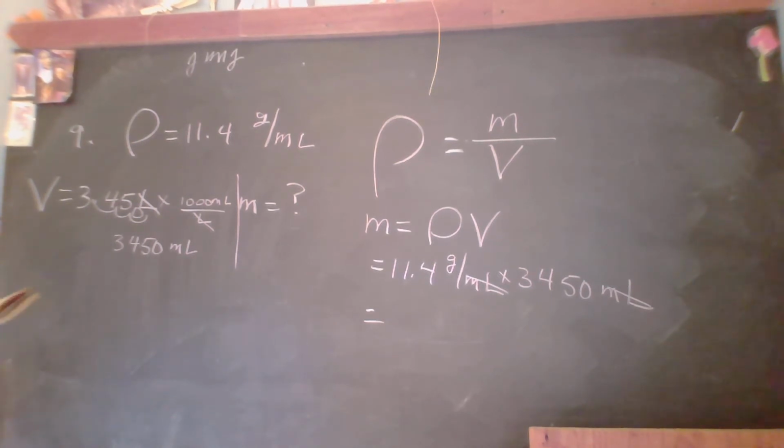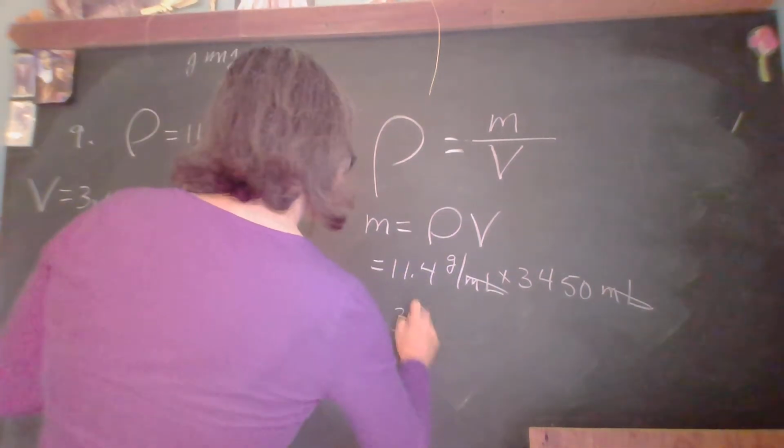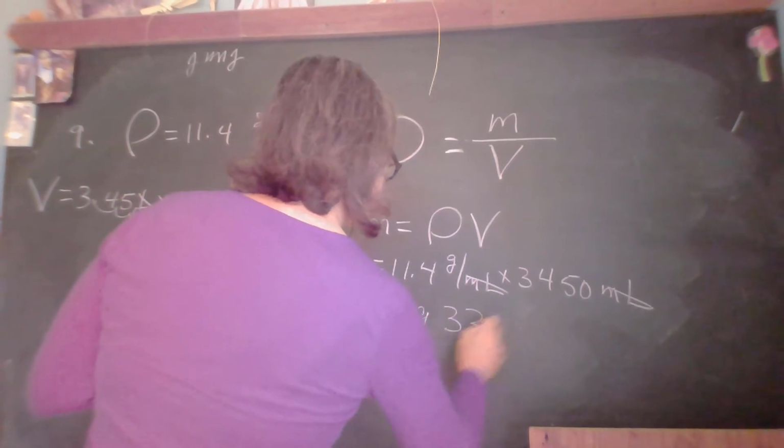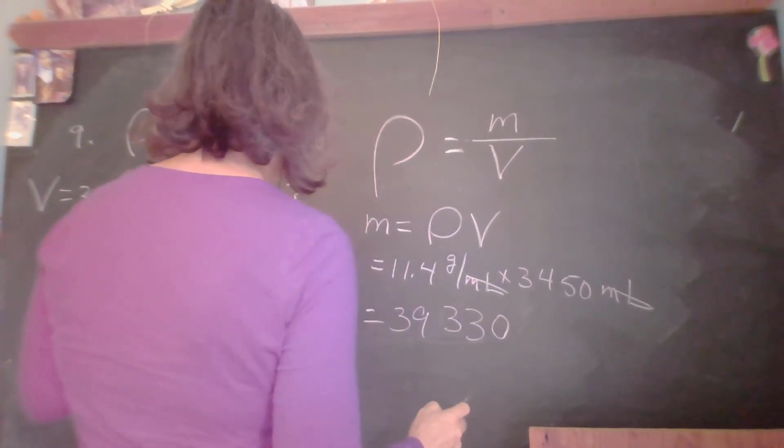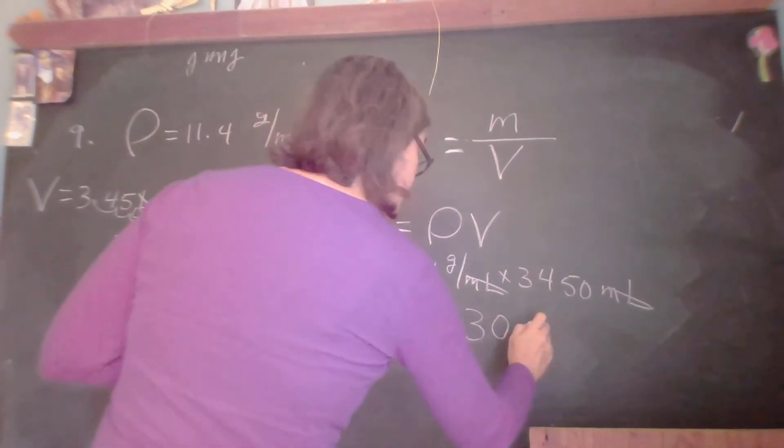Martin, what is the fantastic answer you get? 39,330. Right, and it comes out evenly, yes? Yes. Of course it does, it's a multiplication. And that's grams.